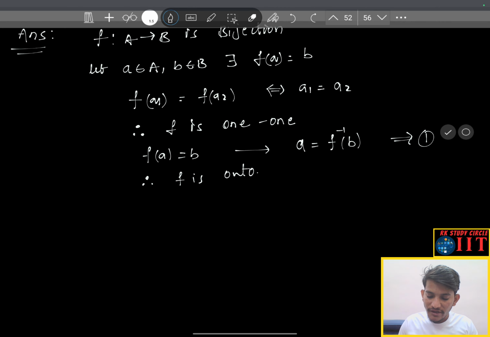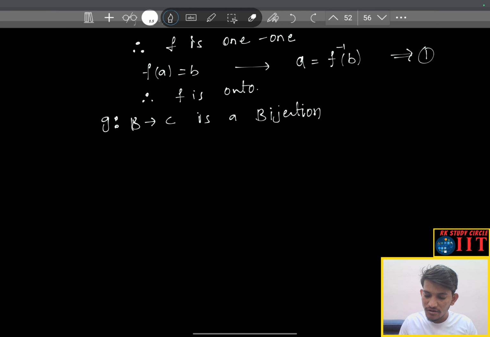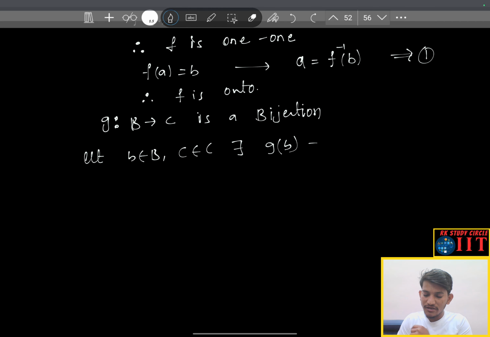So let me define the second function, that is g, the function mapping from B to C. It is a bijection. Then we are supposed to write: let small b belong to capital B, small c belong to capital C, such that g of input b equals output c, right?